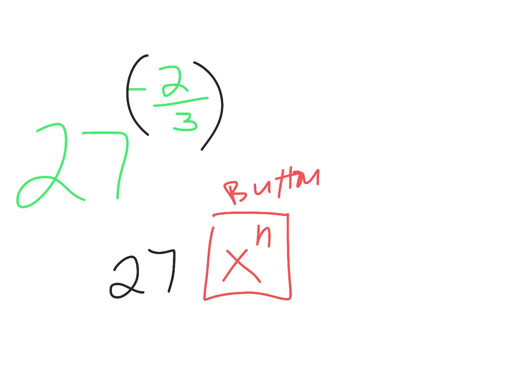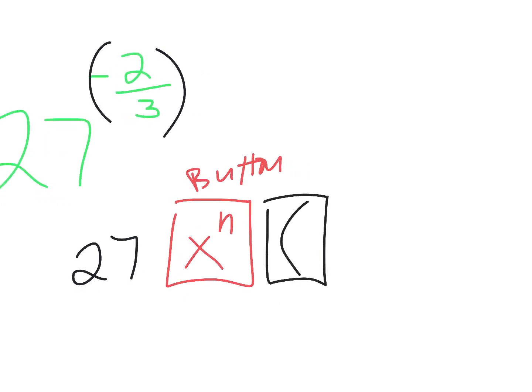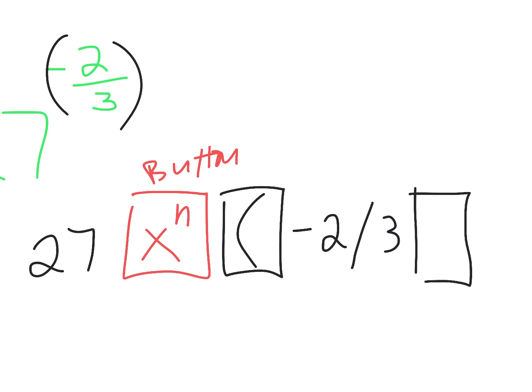Is that the button you got to push? Okay, 27, then the power button, and then you put in a parenthesis, -2 divided by 3, parentheses. I'm using the parentheses key and the other parentheses key. If you put it in just like that, you should get -9. No, not -9, wrong. You get 1/9. And 1/9 is a decimal, so on the test I would have taken it as 0.11111 repeating.